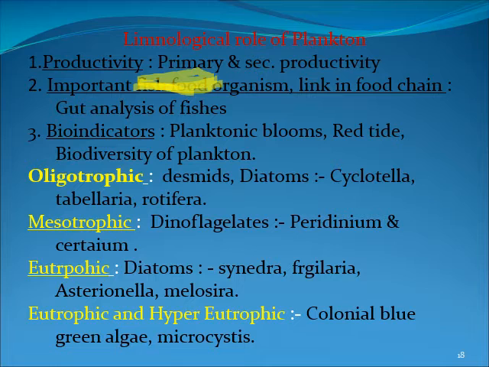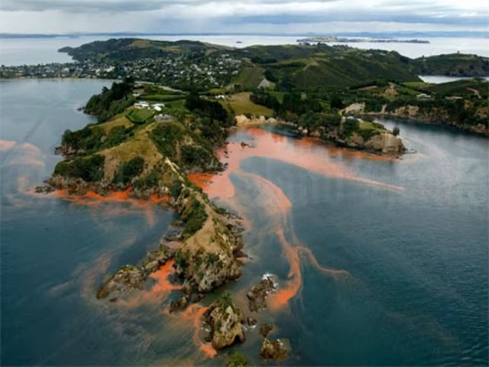Bioindicators. What types of plankton are present in the water? It is the bioindicator of the water body. So by seeing the quality and quantity of plankton, you can judge whether it is oligotrophic, mesotrophic, or eutrophic. Oligotrophic water bodies contain this plankton, mesotrophic contain this plankton, eutrophic and hypereutrophic contain this type of plankton.